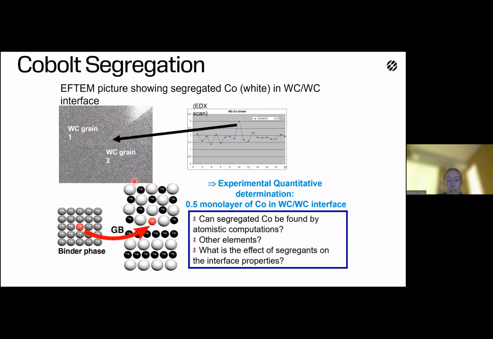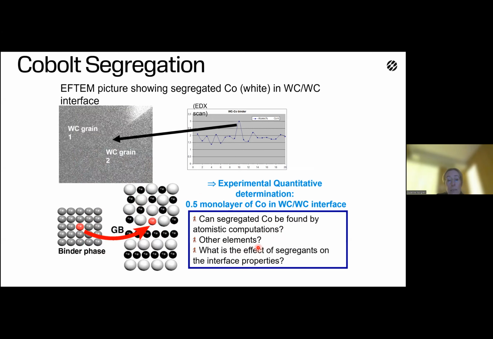If we look at the interfaces, here is a tungsten carbide grain and a tungsten carbide grain in an F10 image. And it shows that cobalt has segregated to this tungsten carbide grain boundary, as you can see here in the peak. Experimental and today also ab initio calculations predict and show that it's approximately half a monolayer of cobalt in a tungsten carbide interface. And when we started this, it was a question, can it be found by atomistic calculations? And today we know that it can.